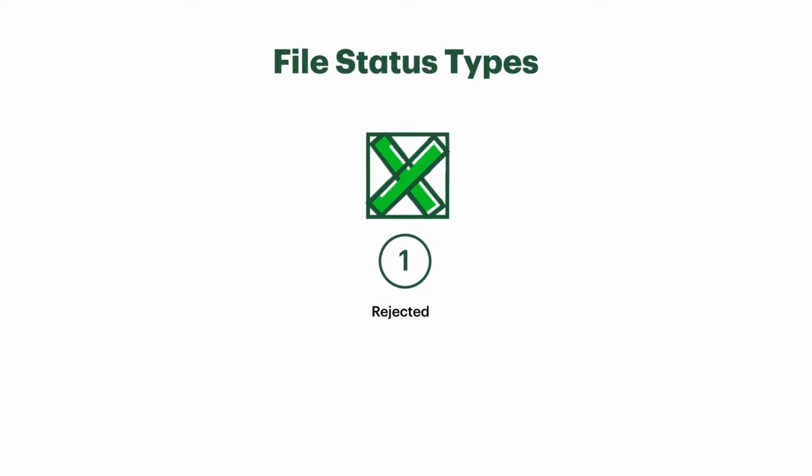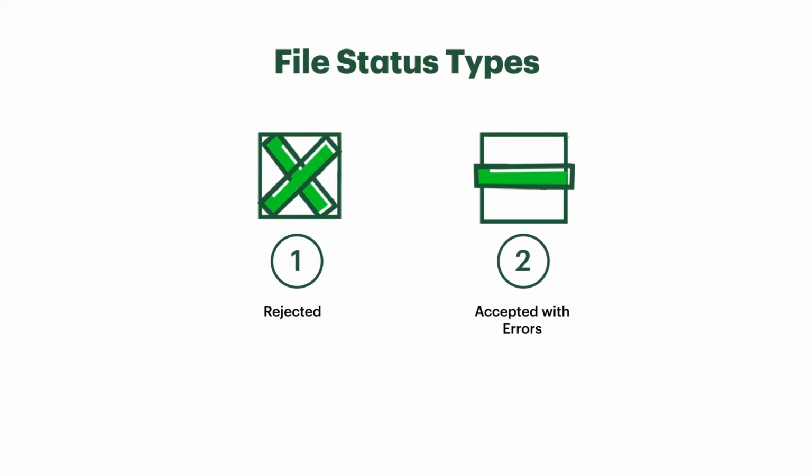One is that the file has been rejected. This means that all payments contained within the file were rejected and nothing within that file has been processed. Two is that the file has been accepted with errors. This indicates that the file was accepted but some payments were rejected and will not be processed.